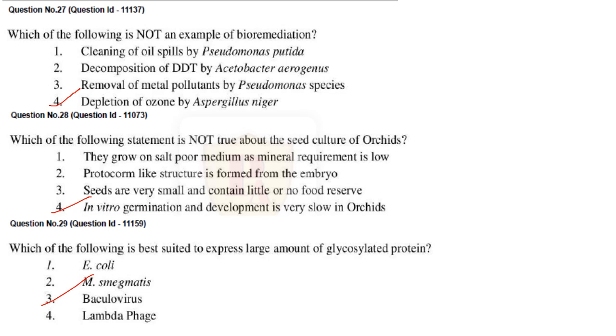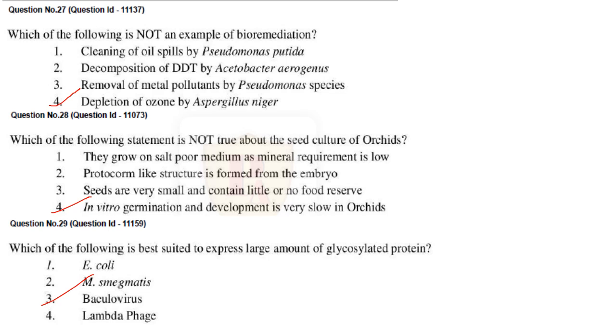Seeds are very small and contain little or no reserve food. That is also correct. In vitro germination and development is very slow in orchids. That is not correct. In natural conditions, the seeds of orchids take a long time to germinate. But in vitro propagation of orchids through seeds can produce a large number of orchids in a reasonably short time. So the answer here is option 4.